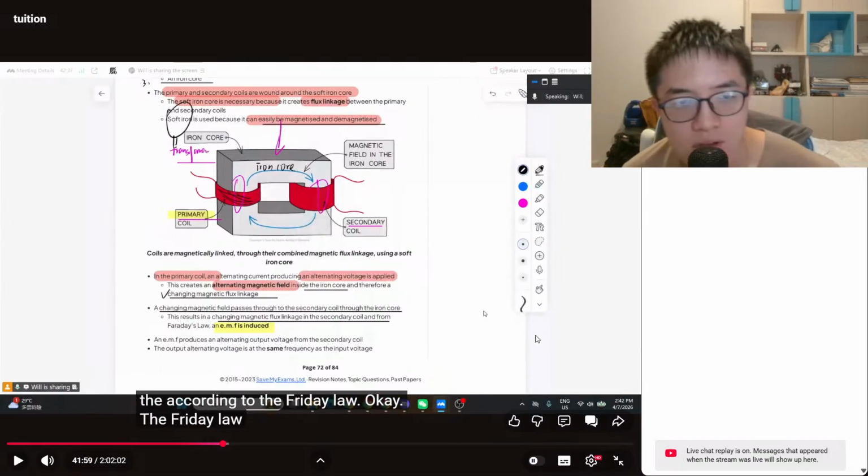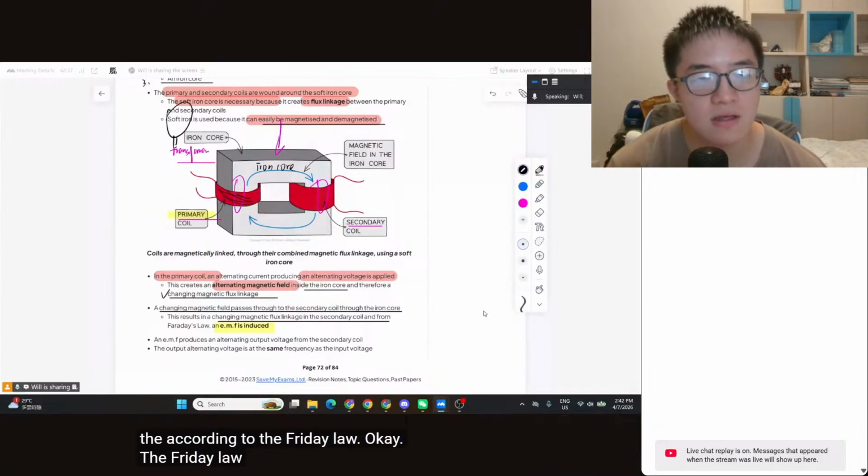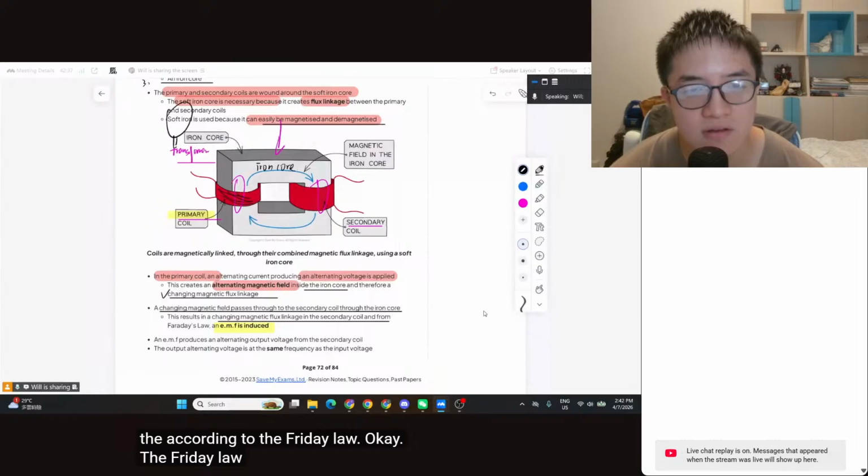In the primary coil, an alternating current producing an alternating voltage is applied. This creates an alternating magnetic field inside the iron core, and therefore a changing magnetic flux linkage. A changing magnetic field passes through the secondary coil through the iron core, and this results in a changing magnetic flux linkage in the secondary coil, and from Faraday's law, an EMF is induced.